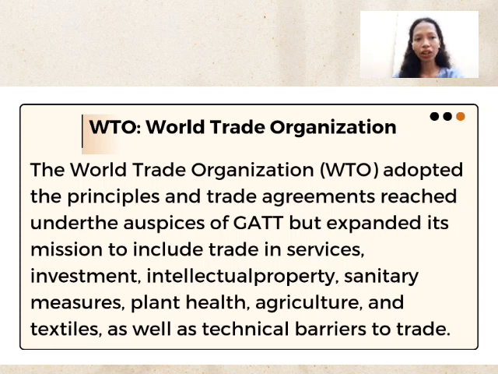Protecting ideas and inventions, that's intellectual property. Keeping our food safe, which is sanitary measures and plant health. And making sure everyone follows the rules, which is technical barriers to trade. It also looks at how countries invest in each other, which is investment, and how they trade things like cloth, which is textiles, and food, which is agriculture.